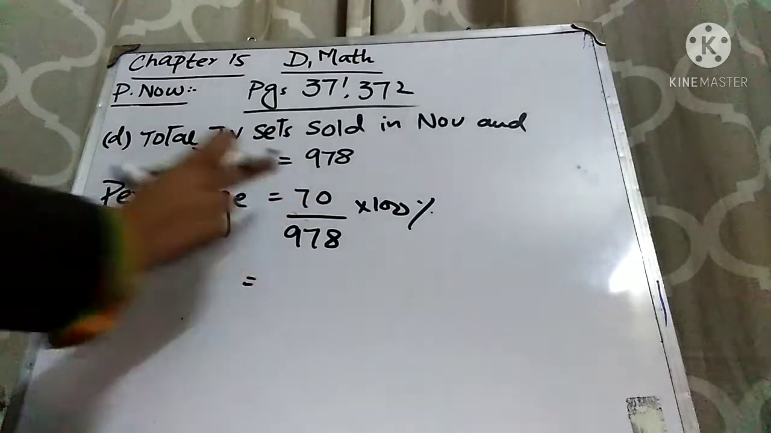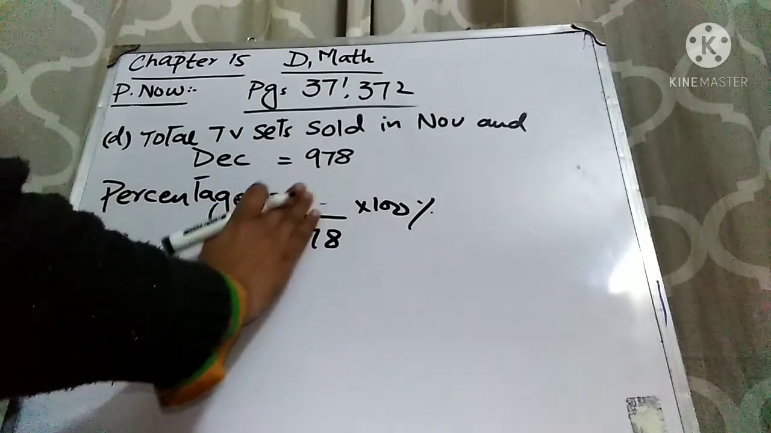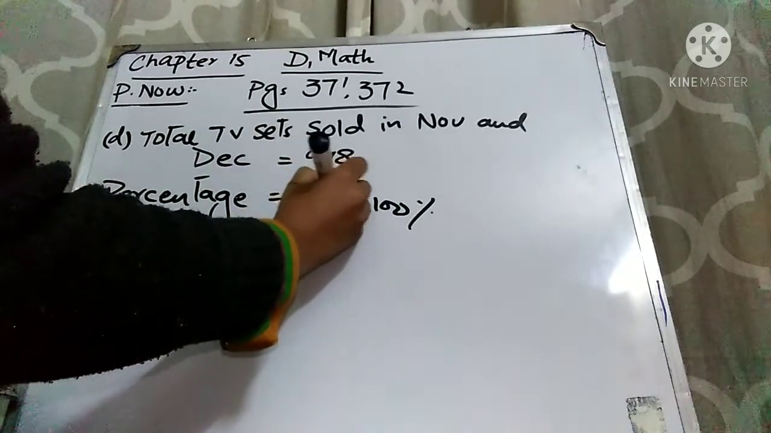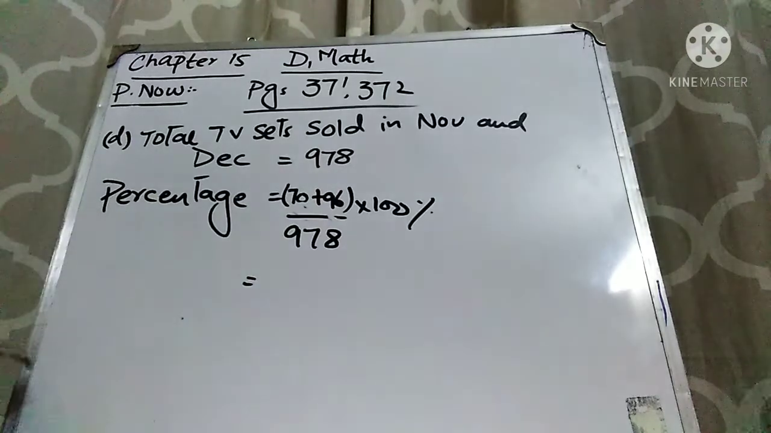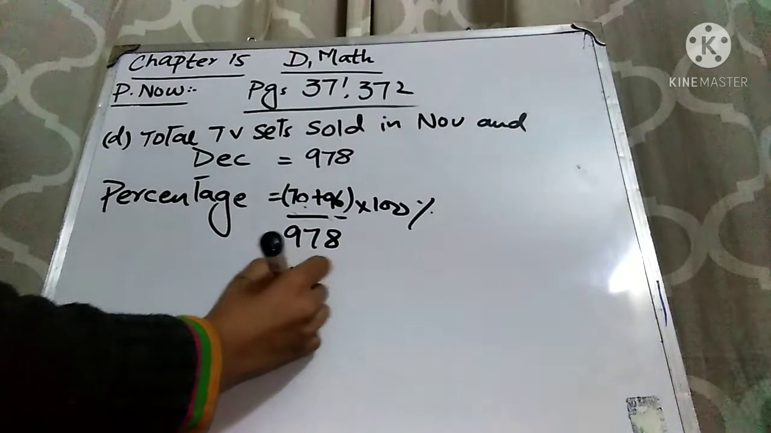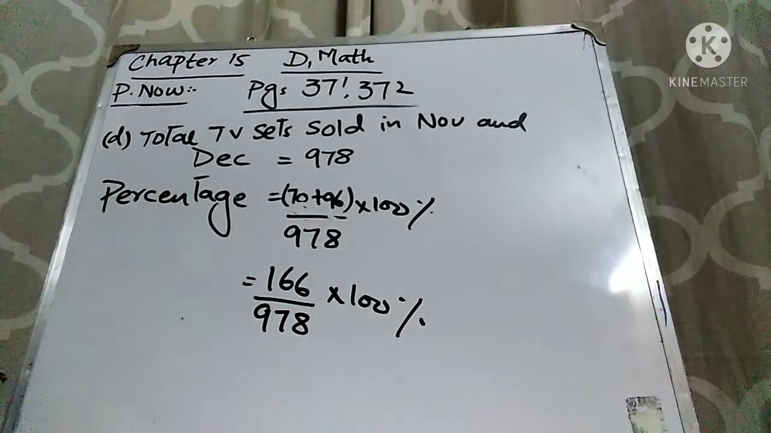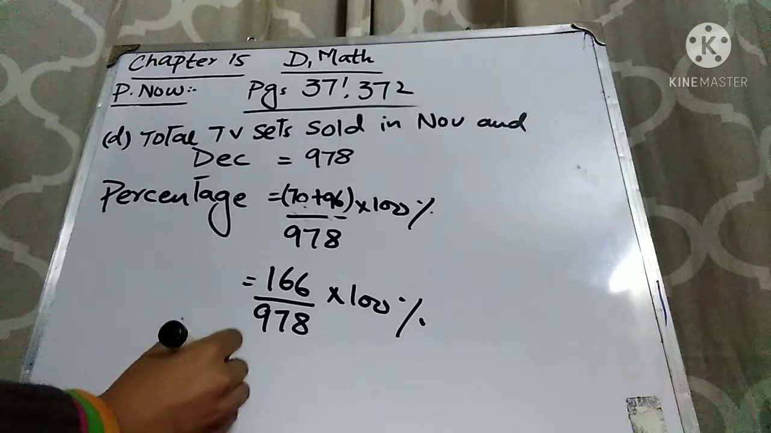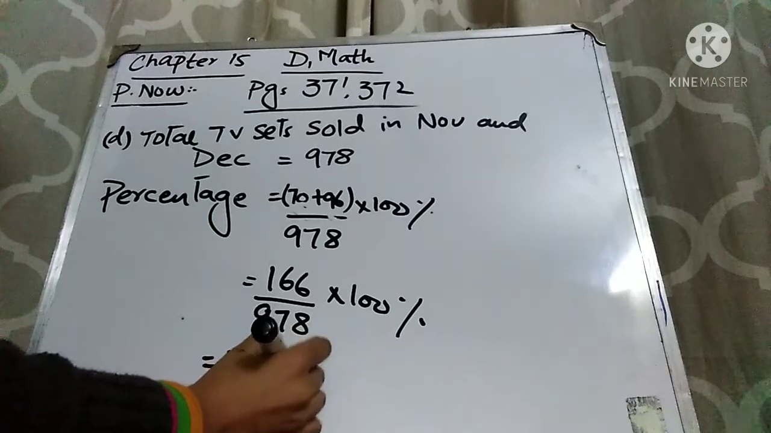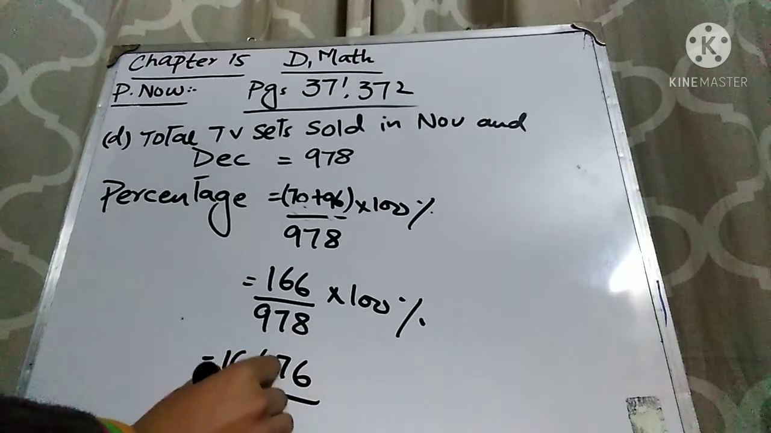In November 70 TV sets were sold and in December 96 TV sets were sold. So I will add 70 and 96, which is your given number. 70 plus 96 is equal to 166, divided by 978, multiplied by 100%. When I divide 166 by 978, I will get 83 over 489, and when I multiply it by 100, I will get 16 whole 476 over 489%.